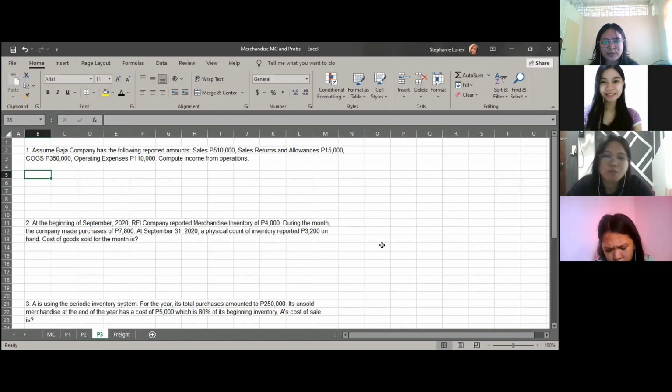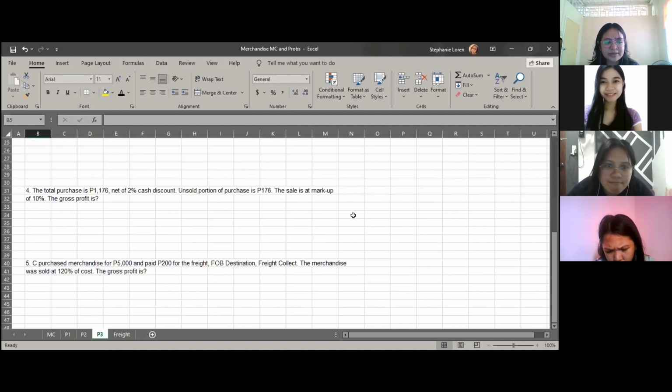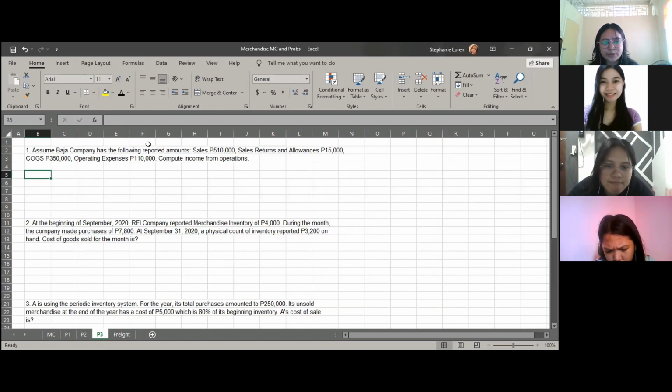Ayun, so, sa first question, different sets of problems actually siya 5. So, sa first question, assume Baha Company has the following reported amounts. Sales of 510,000, sales returns and allowances for 15,000, cost of goods sold for 350,000, operating expenses na 110,000. The requirement is compute for the income from the operations.